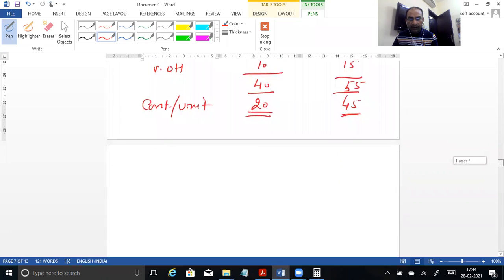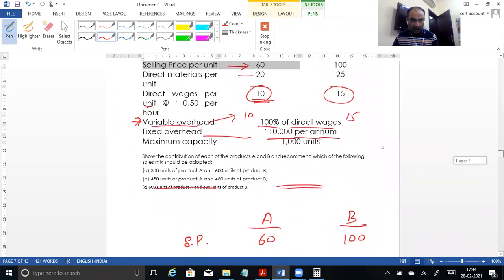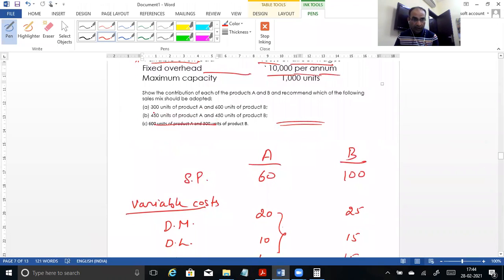As the question is silent, now what is the question asking? They are giving you three options here: option number A, B, C. They are saying if we are producing and selling 300 units of product A and 600 units of B, out of the three options, which one is more profitable? So we have to check one by one by checking each of the given options. Option number A says 300 units of A and 600 units of B.